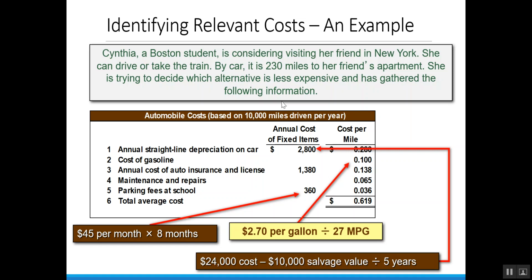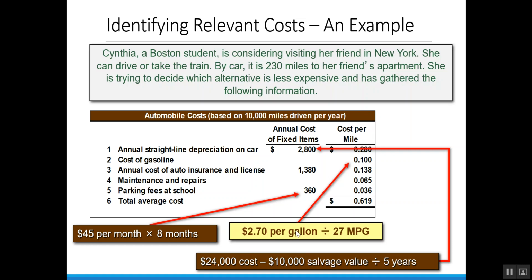So this is one where Cynthia is considering visiting her friend in New York. She can drive or take the train, and if she drives, it's 230 miles to her friend's apartment. Now she's trying to decide which alternative is less expensive and has gathered the following information. She has the straight line depreciation on the car, the cost of gasoline, annual cost of auto insurance and license, maintenance and repairs, and parking fees at the school. Basically, she's taken those costs and divided them out on a cost per mile, and she's basing that on 10,000 miles that she drives per year.